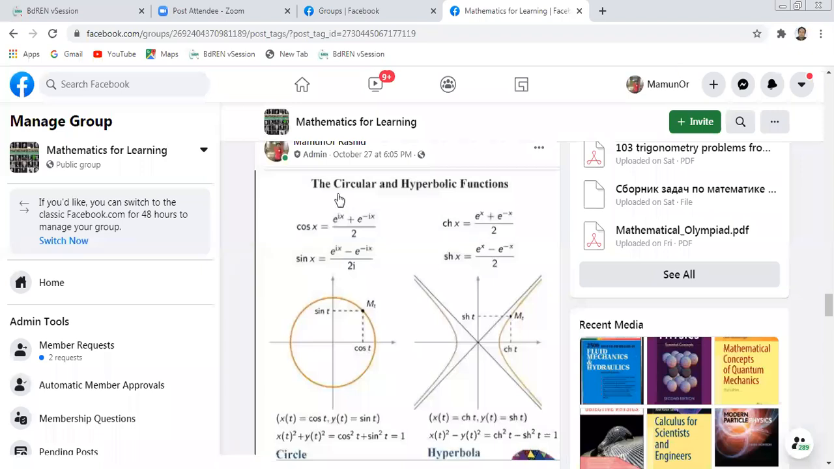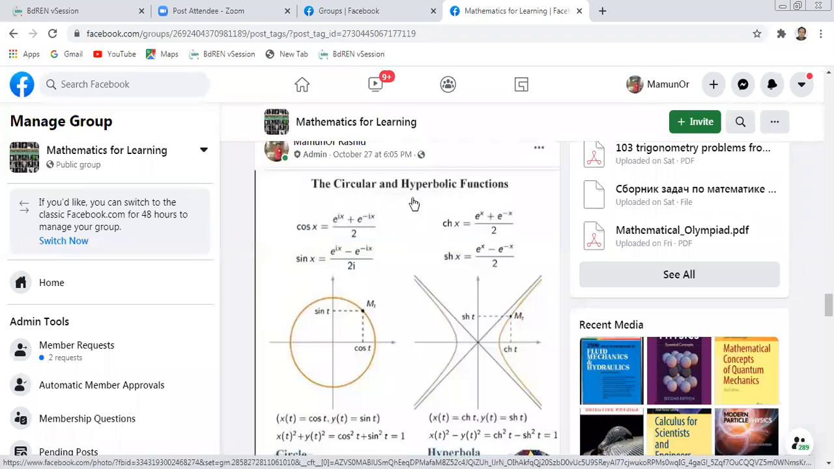Relation between circular function and hyperbolic function. This is right. Cos x equals to e to the power ix plus e to the power minus ix divided by 2. But cos hyperbolic x, just i is absent, that means e to the power x plus e to the power minus x divided by 2. Again, sin x equals to e to the power ix minus e to the power minus ix divided by twice i, right? And sin hyperbolic x equals to e to the power x minus e to the power minus x divided by 2. That means in hyperbolic, i will be absent, but in circular function, i will be present.